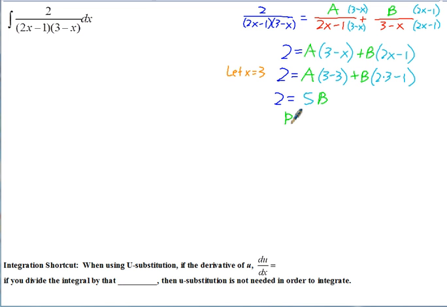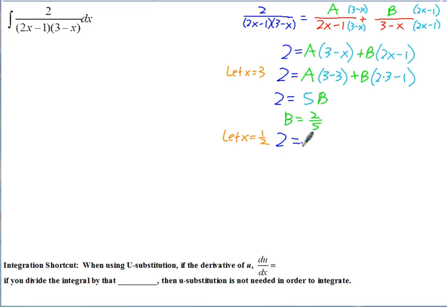By 5, so b would equal 2/5. And then in order to eliminate the b, we have x equal, if you set 2x minus 1 equal to 0, you get 1/2. So it's going to make that 0. So it should equal 1/2.